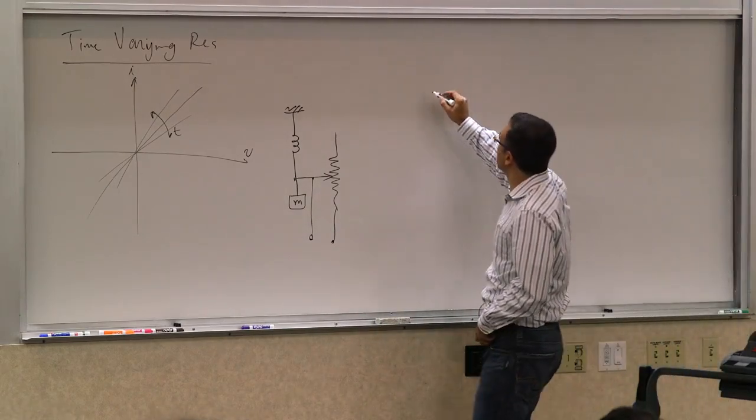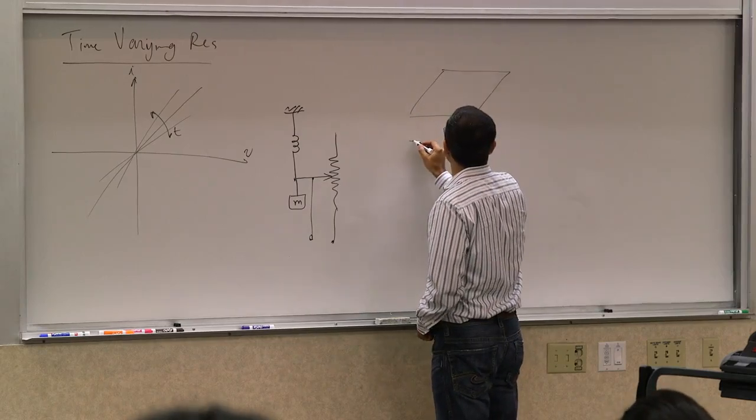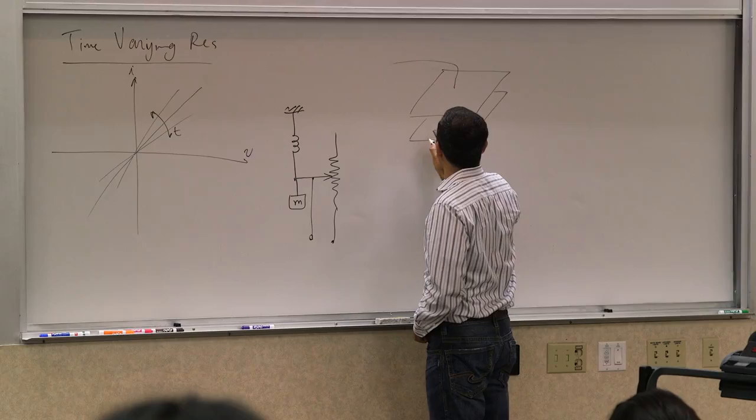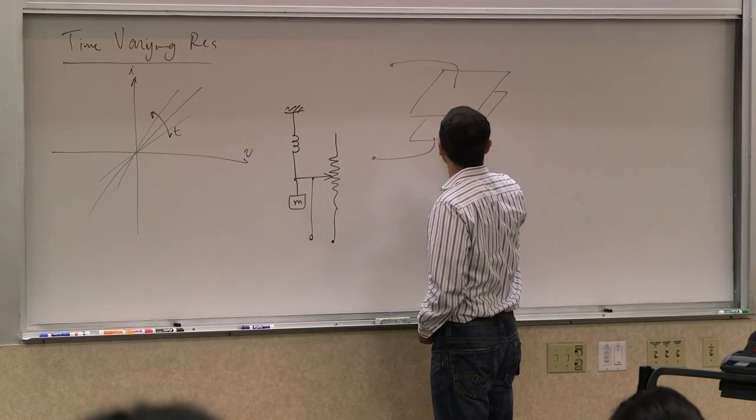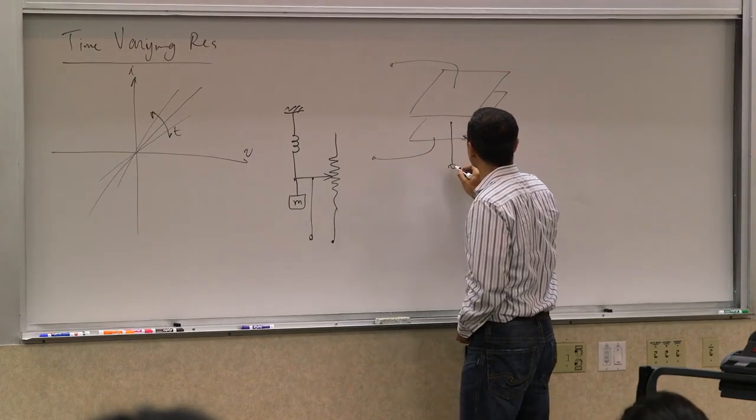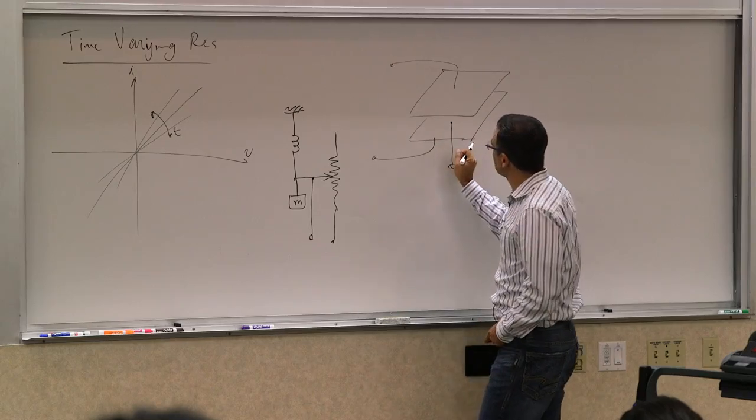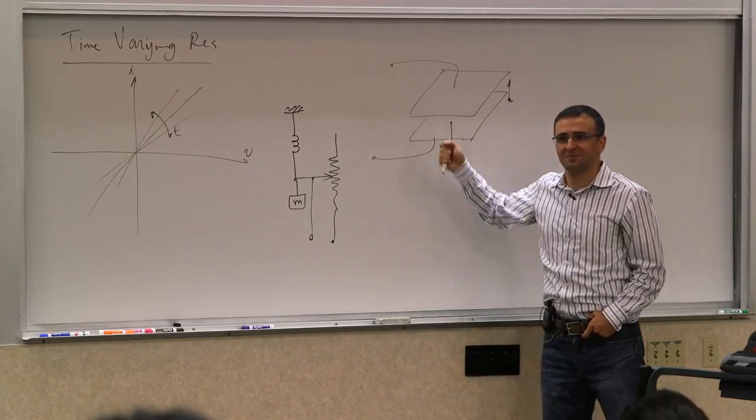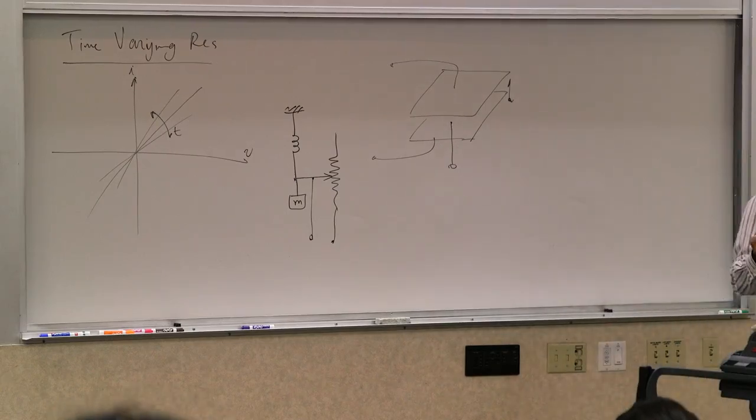Another example, you can think about time-varying components in general. So you can have a time-varying capacitor. You can have a parallel plate capacitor, right? So it has electrical connections. But then this terminal is also attached to a handle. You come here and grab this handle and start moving it up and down. This capacitance is changing with time.